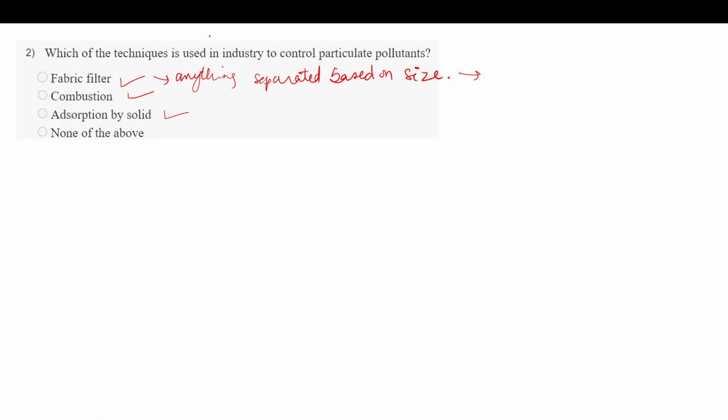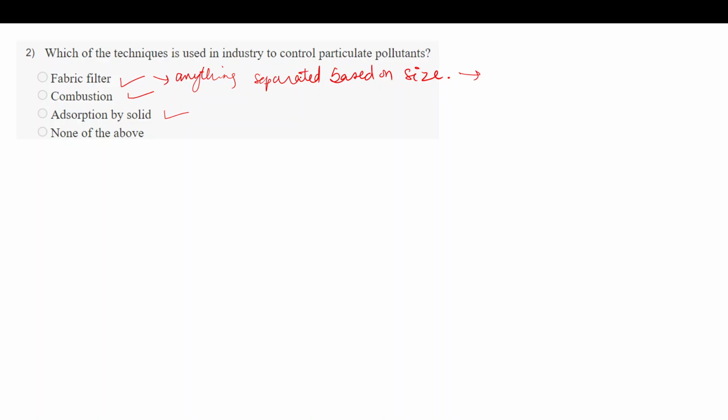Sorry, not might, which can be separated using fabric filters. Now, fabric filter is the correct answer, but let's look into the other options. If we talk about combustion, then combustion is used for anything which contains organic content. It can be combusted to convert into carbon dioxide, monoxide, or some other carbon monoxide plus hydrogen, so that you can utilize that gas.